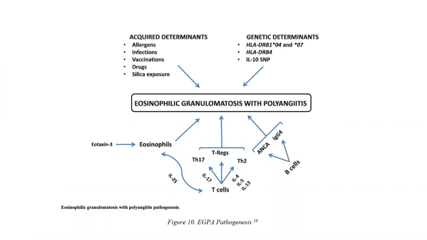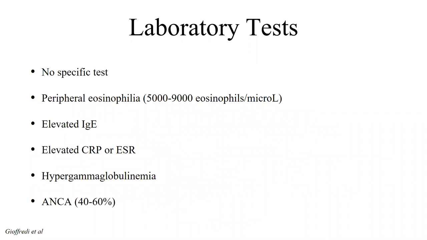In terms of laboratory tests, there's no specific tests. You kind of have to take it all collectively. You can get peripheral eosinophilia, elevated IgE, elevated inflammatory markers, CRP and ESR. ANCA, again, is positive in 40 to 60% of patients. And the presence of ANCA antibodies is associated with glomerulonephritis and vasculitis.